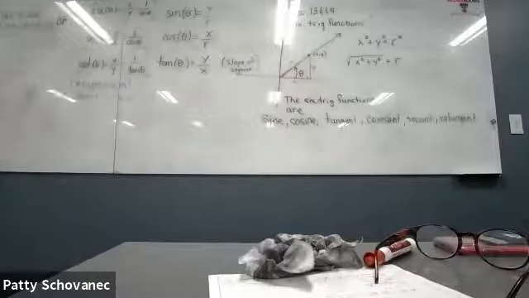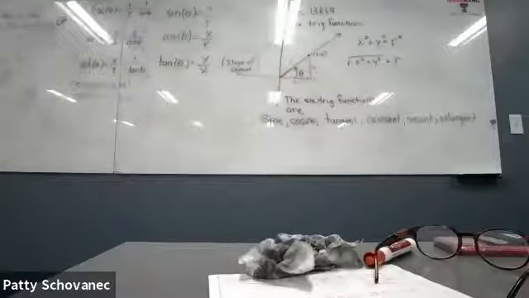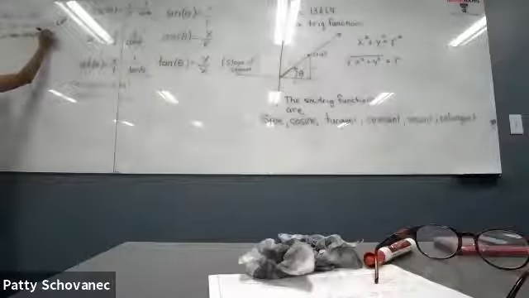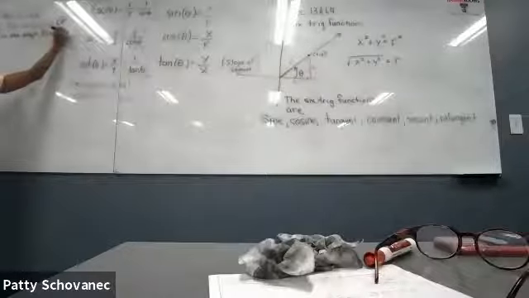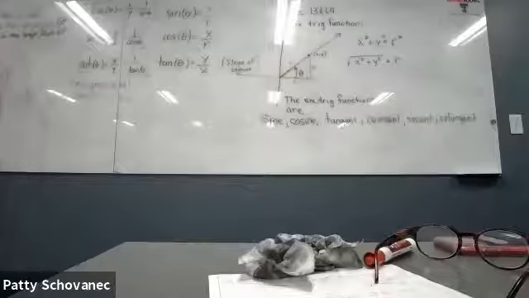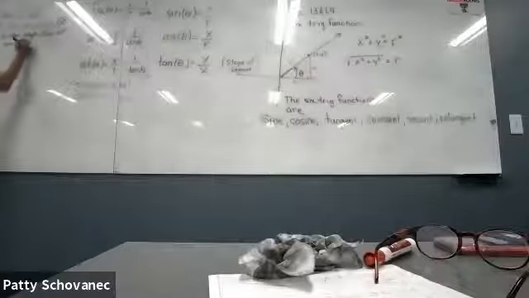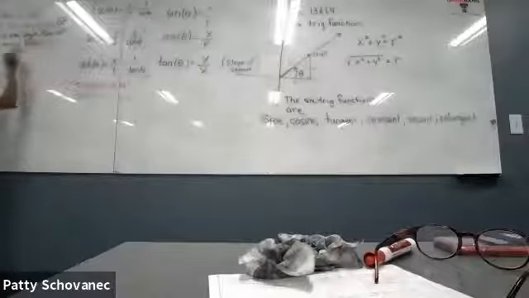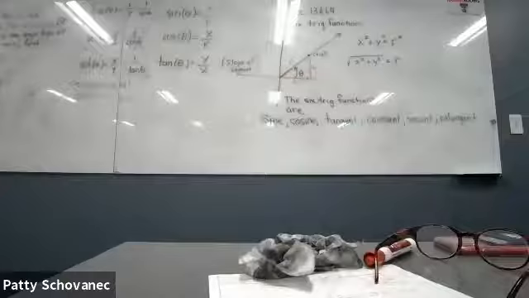O is the origin, and theta is the angle from ray OP to the x-axis, or vice versa, it doesn't matter which way it goes. Find sine theta, cosine of theta. I'm not going to use the parentheses anymore.